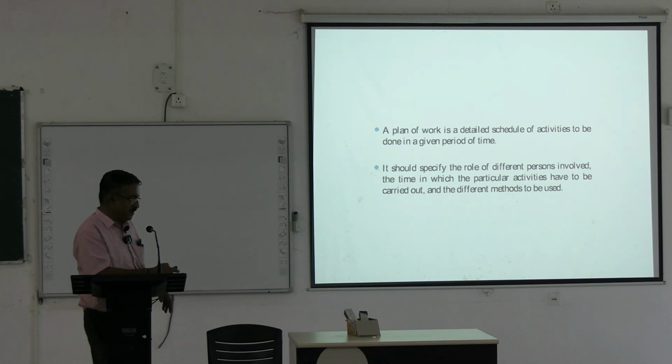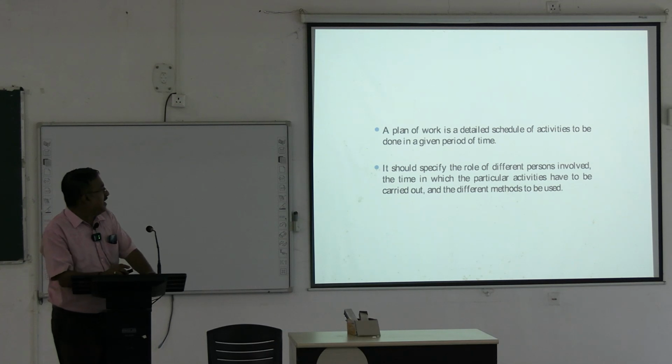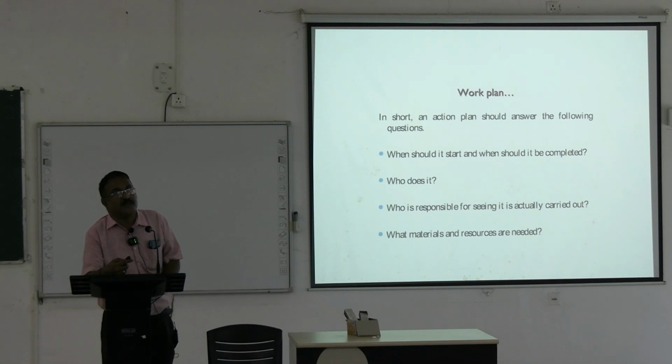Now then you have a plan of work. It's a detailed schedule of activities to be done in a given period of time. It should specify the role of different persons involved, the time in which they should be involved, and what methods are to be used. Each person should be given an allotted time and what is to be done in that particular time, each role. So in other words, the work plan should give an idea when it should start, when it should be completed, who does it, who is responsible for doing it, and what materials and resources are needed.